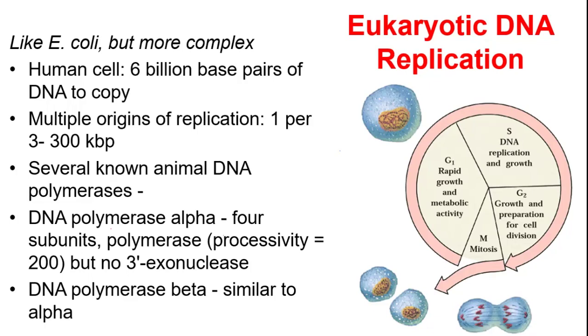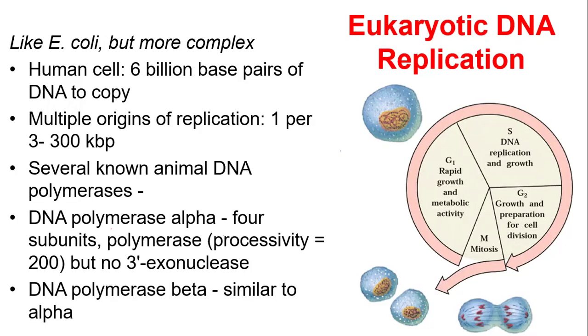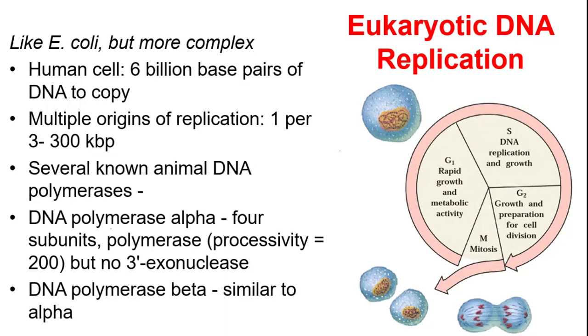DNA polymerase alpha has 4 subunits, with a processivity of 200, but no 3' exonuclease. Then DNA polymerase beta is similar to alpha. All of these come together to ensure that this size of genome is replicated within the required time.